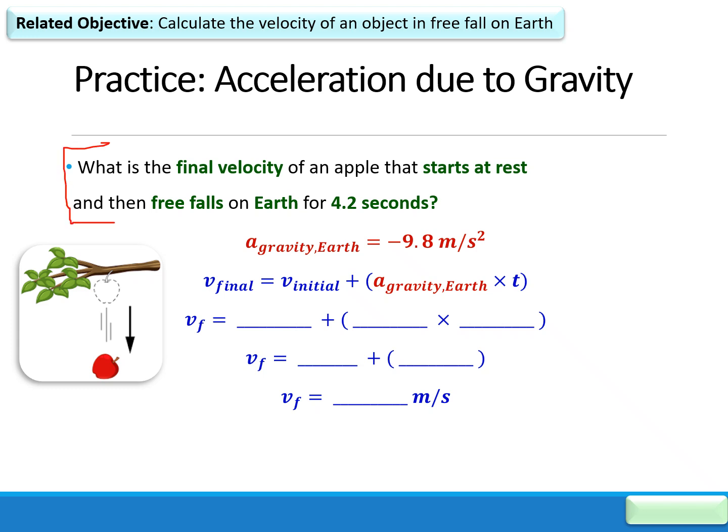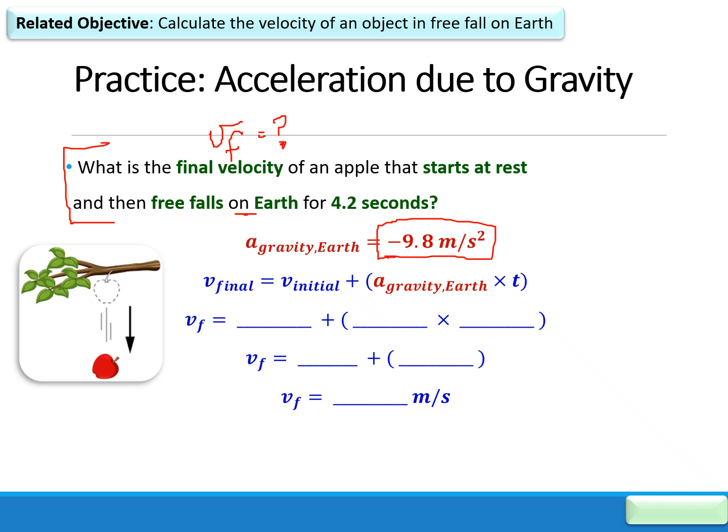Okay, so here I have a word problem. It says, what is the final velocity of an apple that starts at rest and then free falls on Earth for 4.2 seconds? Notice that it said that this is happening on Earth. So I know that the acceleration due to gravity on Earth is a negative 9.8 meters per second squared. So again, as I read this, it says, what is the final velocity? So this is what I need to calculate.